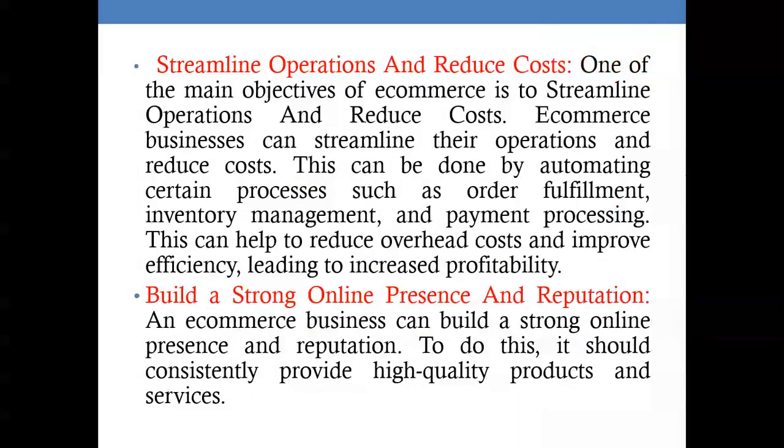The other objective is to streamline operations and reduce cost. Nowadays, what is happening? You need not provide much staff. The e-commerce business can streamline its operations and reduce the cost. This can be done by automating certain processes such as order fulfillment, inventory management, and payment processing. After the advent of artificial intelligence, most things have been automated. So this can help reduce overhead cost and improve efficiency, leading to increased profitability, and build a strong online presence and reputation. To do this, it consistently provides high quality products as well as services to the customers.